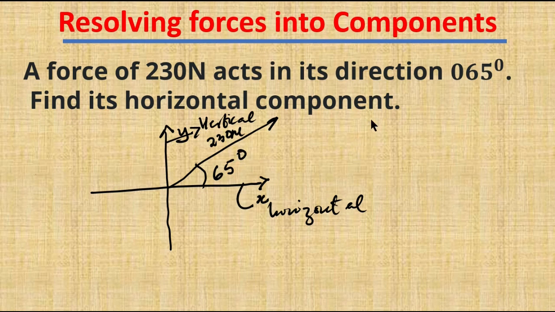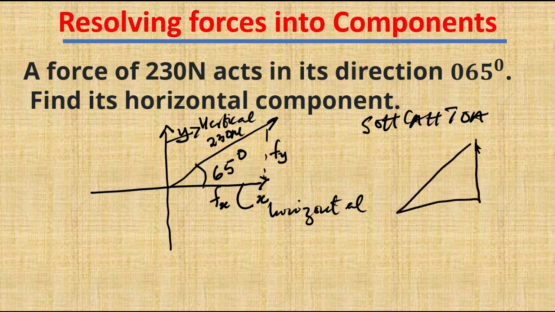So that using SOHCAHTOA, I can conveniently deduce my x component, or my horizontal component, which I would like to call f of x, and my y component, which I'll call f of y. I'm just drawing it out. Here is 65 degrees. Here is 90 degrees. Here is the force of 230 Newton. Here is my f of y, which is my vertical component, and here is my f of x, which is the horizontal component.